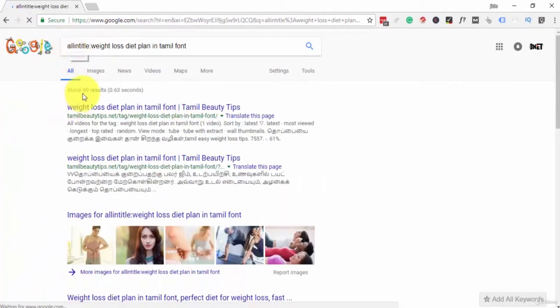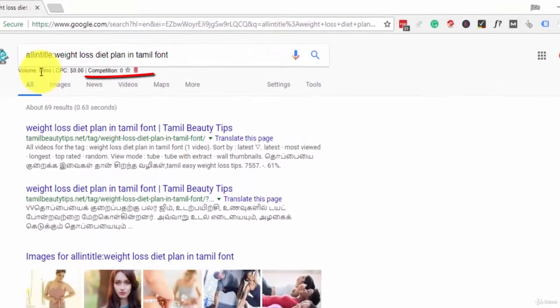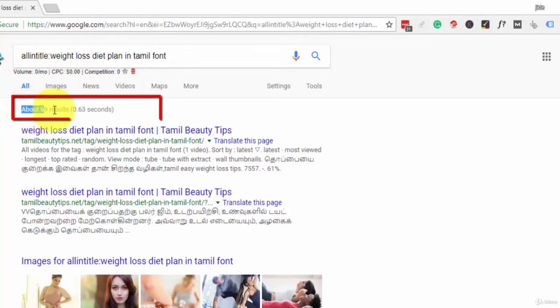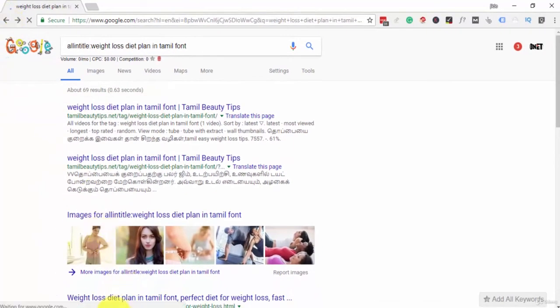Okay, good. As you can see, the search volume is not what we saw before. Now it's zero because nobody searches for allintitle. But the result count is what we are targeting. We have 69 results here. So we are going to divide the 69 by the search volume. I think the search volume is just 170.